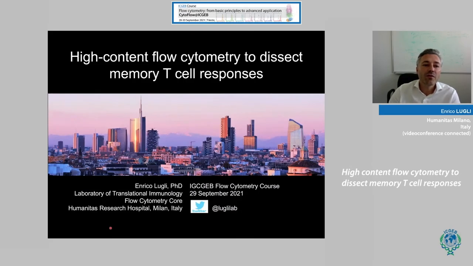Okay, so now I have to talk about how high content flow cytometry can dissect memory T cell responses. It's great to talk about this topic because, thanks to new technologies, we can really measure things that we were not able to measure in the past. And I think this led to discovering new facets of T cell differentiation that we didn't know before.